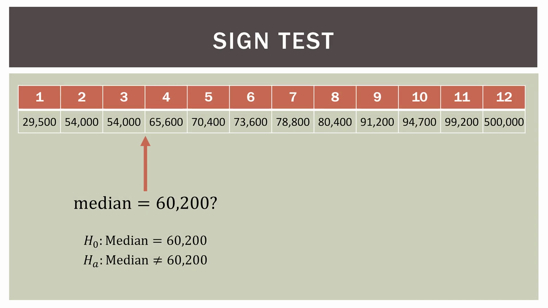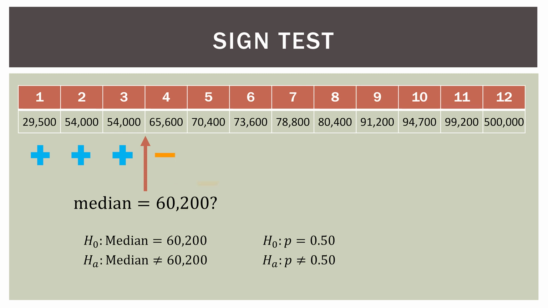So a quick review from the previous video. Here is our data. We have 12 salary observations. Now, we're going to hypothesize that the median of this data is $60,200, which is between the third and fourth observation. Now remember, when we're talking about the median, we are proposing that the proportion of observations is actually half. So by definition, the median is where half of the observations are below the median and half of the observations are above the median.